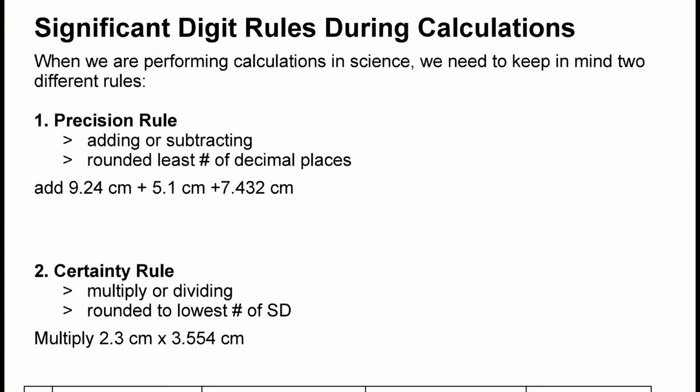Okay, Science 10s, let's do this. We're talking about significant digit rules when we're doing calculations. Now, what I want to stress is that remember that significant digits are a way of expressing how certain you are about a measurement, right?